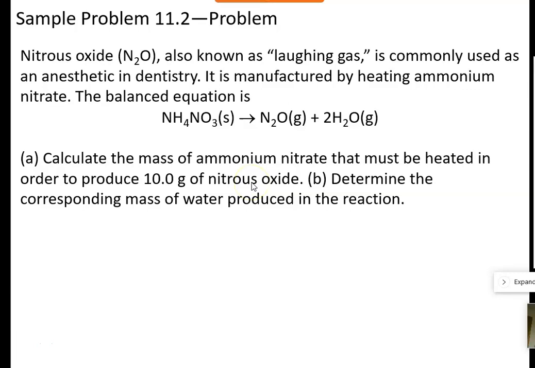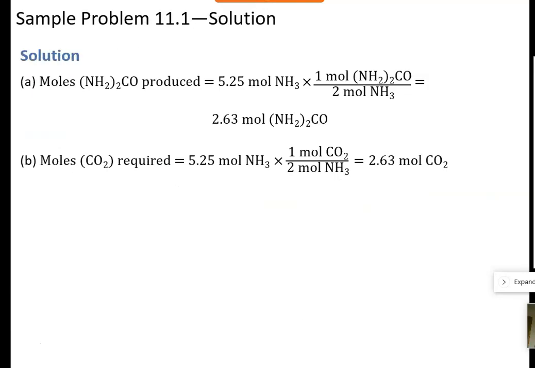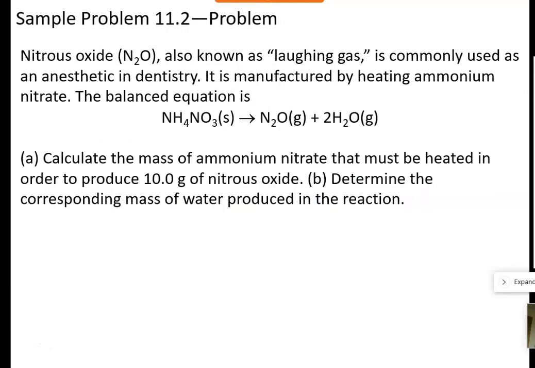Okay, so we were talking about the mole-to-mole conversion using a balanced equation. So I think we were looking at this problem right here.